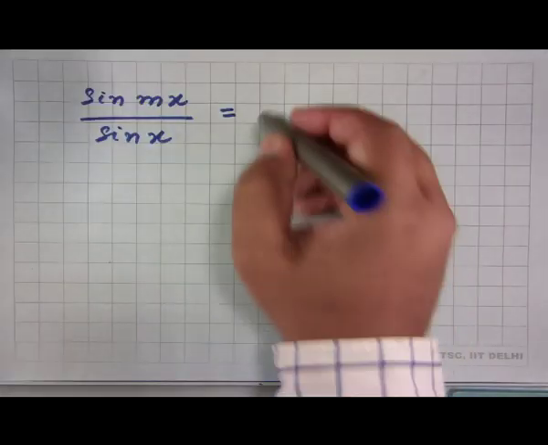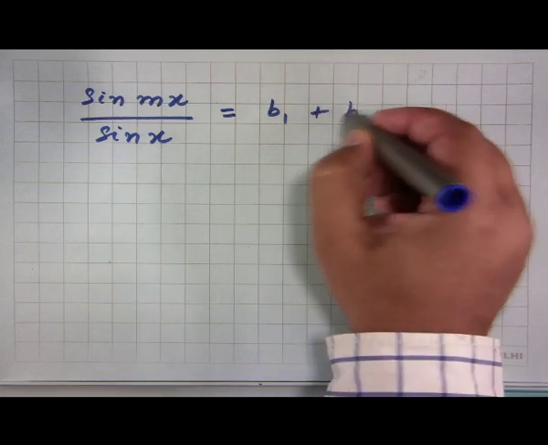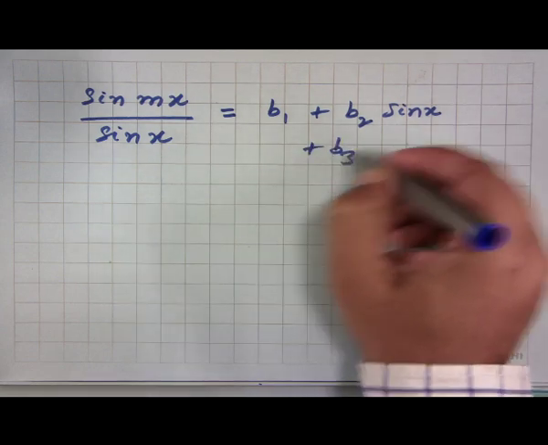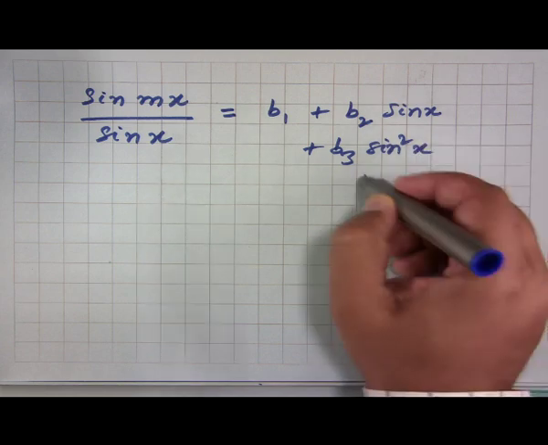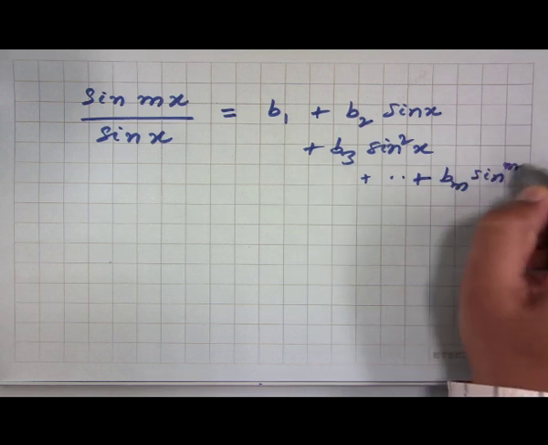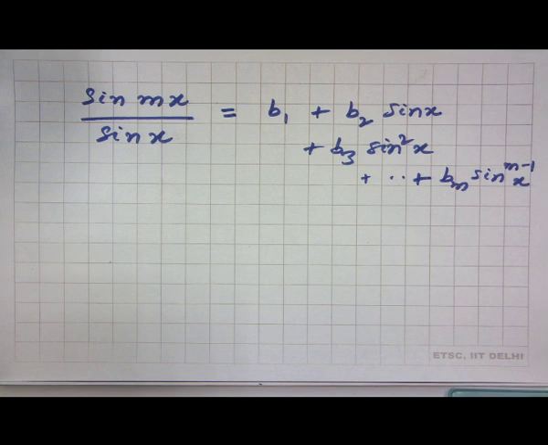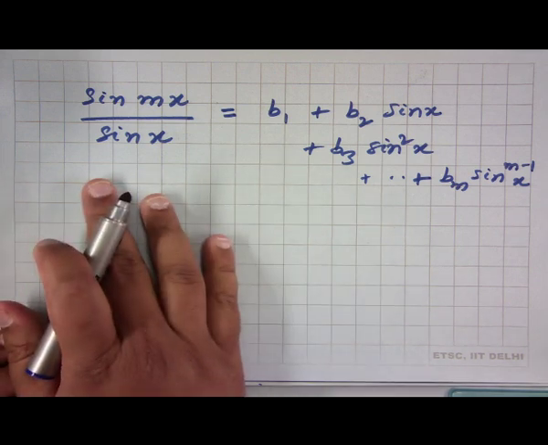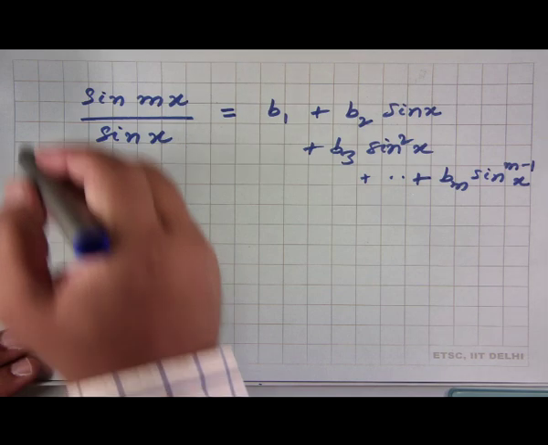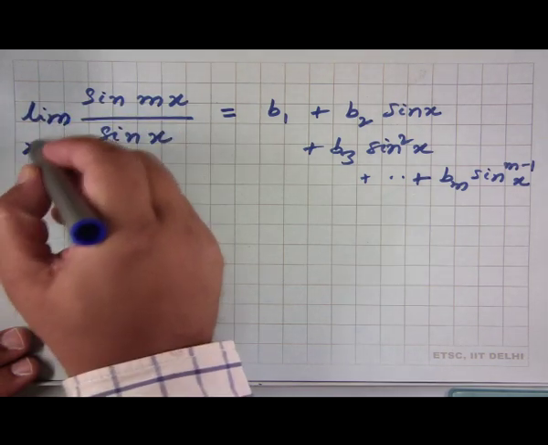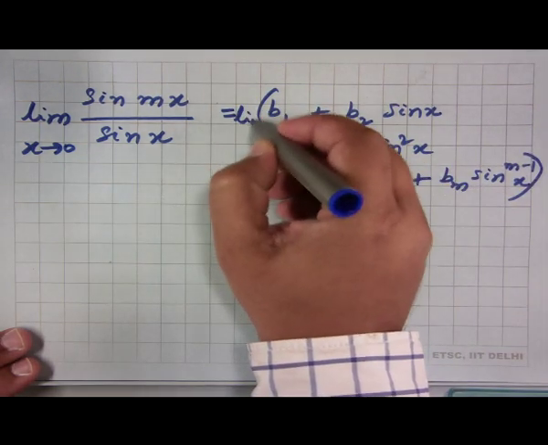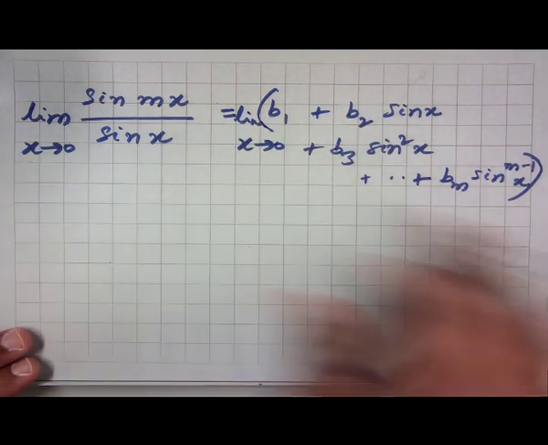So, we will get b1 plus b2 sine x plus b3 sine square x all the way till bm sine m minus 1 x, and then we take the limit x goes to 0 on both the left hand side and on the right hand side.